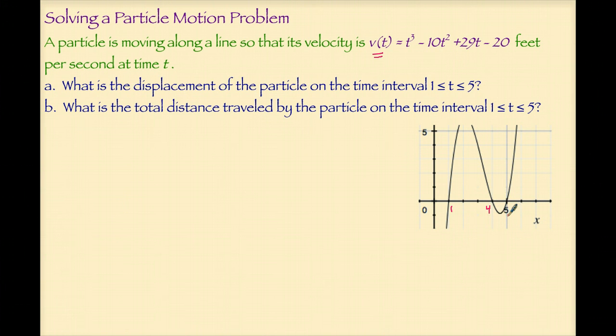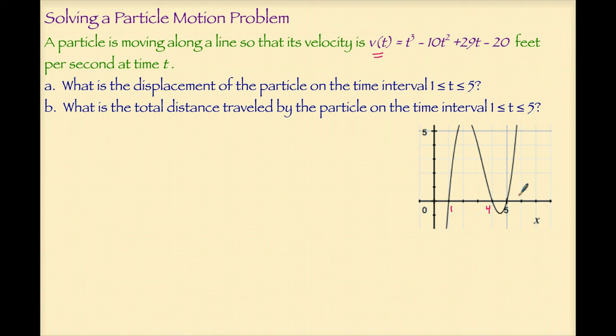But from 4 to 5 in that interval, the velocity values are negative, which means the particle is moving to the left. When we integrate this function, it's going to give us this positive region and this negative region. For net displacement, we add the positive and the negative to get the net change in position.